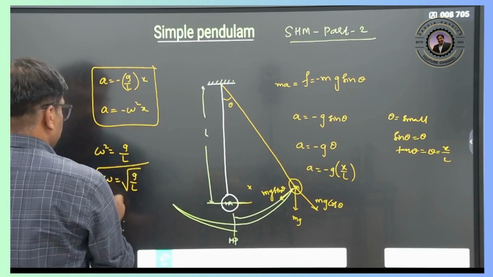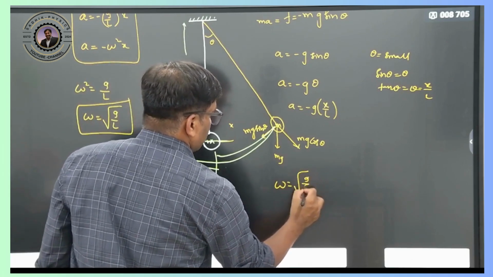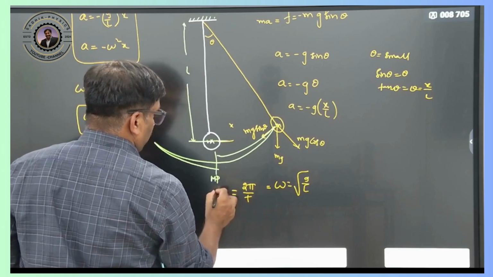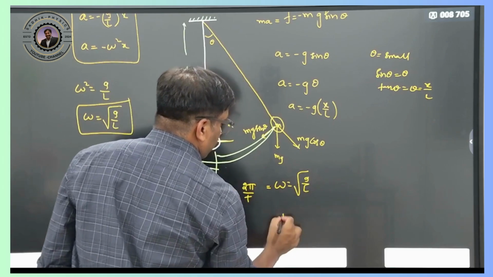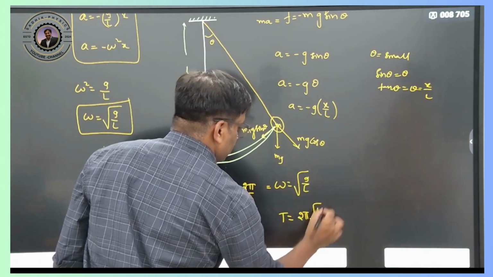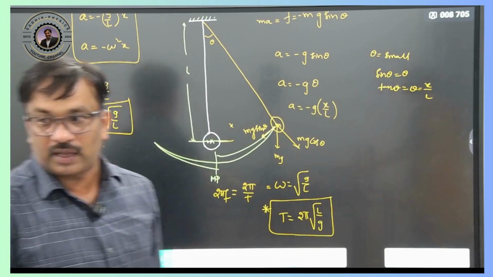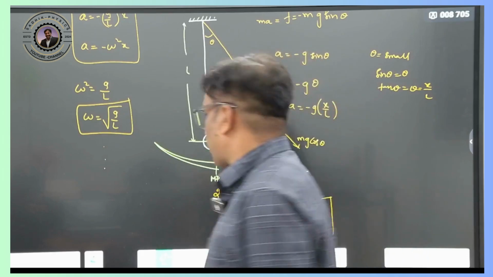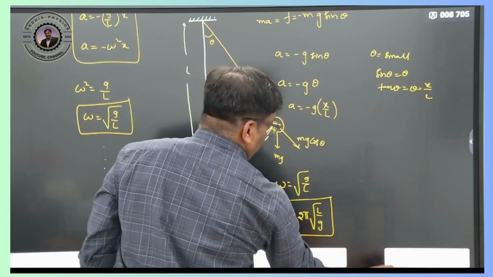So the angular velocity omega is equal to square root of g by L. Omega can be written as 2 pi by T, or 2 pi into frequency. Therefore the time period is equal to 2 pi into square root of L by g. This is your time period. The time period of a simple pendulum is T equals 2 pi into square root of L by g. Clear? Remember, this derivation is only for board examinations.